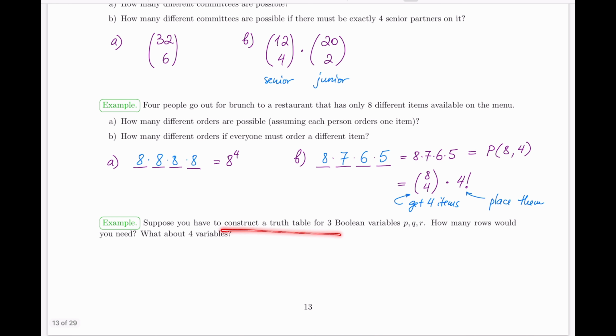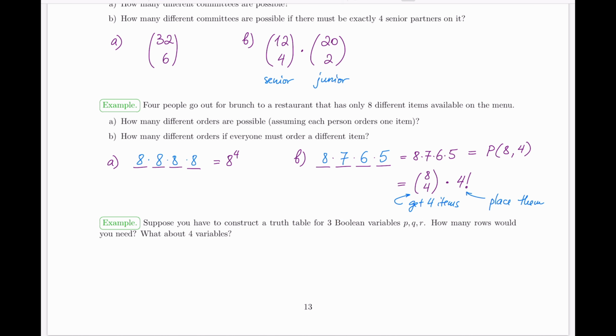Suppose you have to construct a truth table for 3 Boolean variables, something we did at the beginning of the course. So my variables are P, Q, and R. How many rows would you need? What about 4 variables? Remember that Boolean variables have true and false values. So there's 2 options for each of the variables.